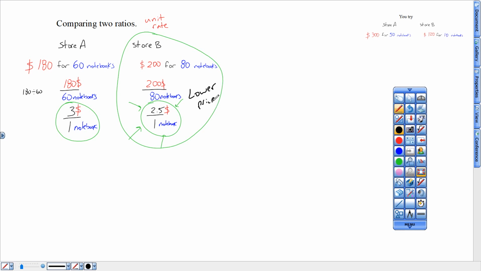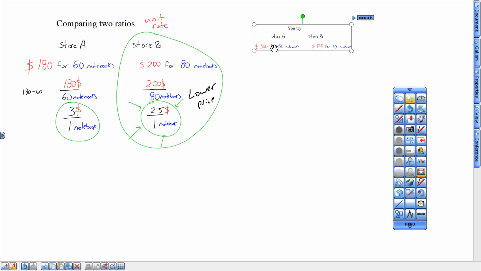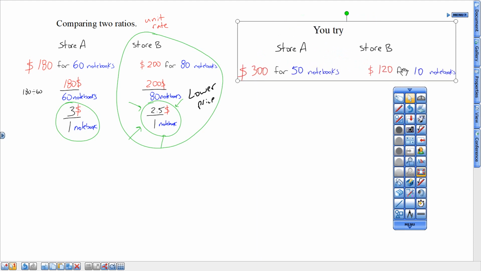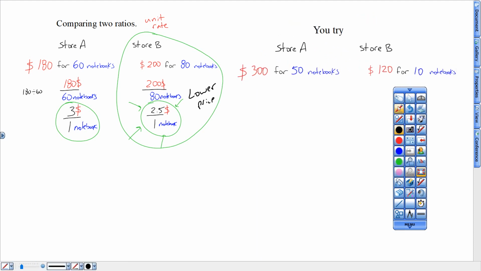All right, I'm going to have you do this last problem on your own. And the last word is tan. Tan. Let's make this a little bit bigger.